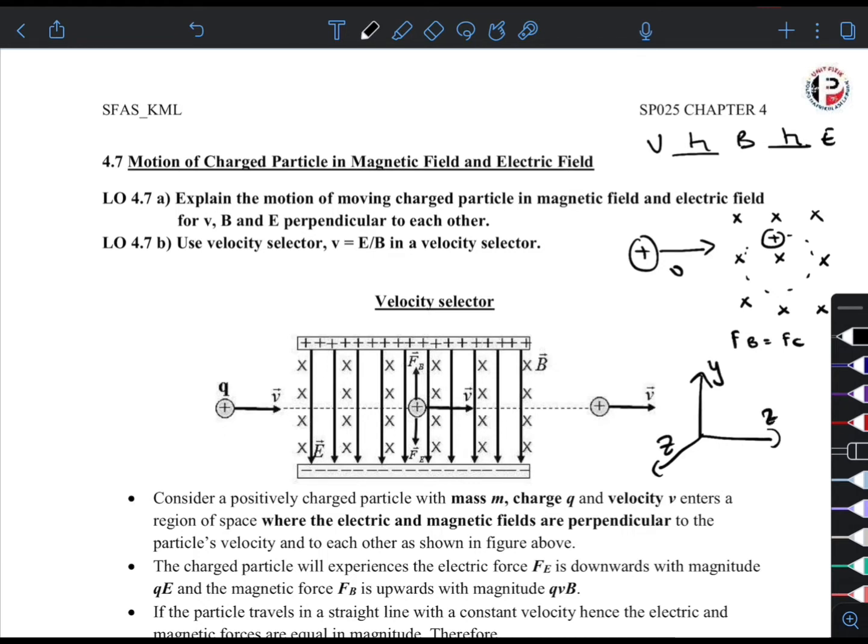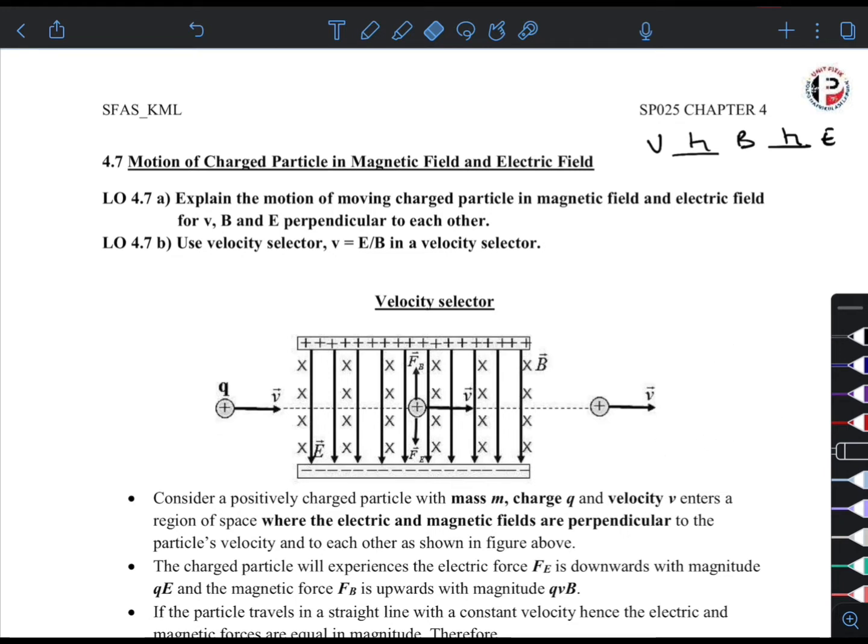Okay. And then next we have use velocity selector. v is equal to E over B in a velocity selector. Alright, sebelum kita tengok kepada what is going to happen to the motion of the charge, we're going to understand first what is velocity selector.